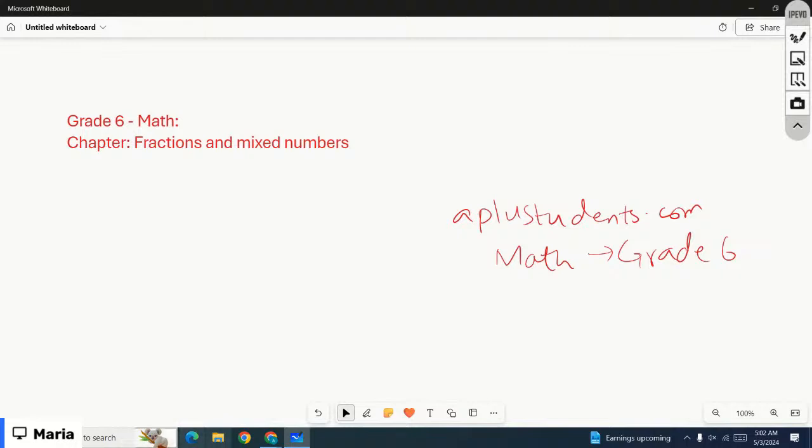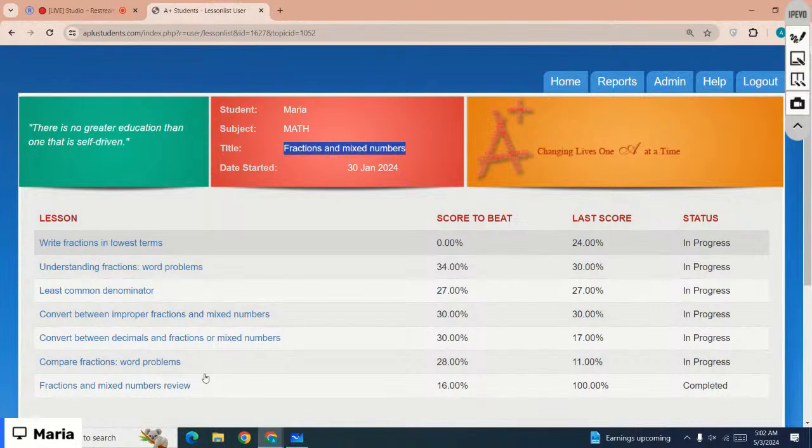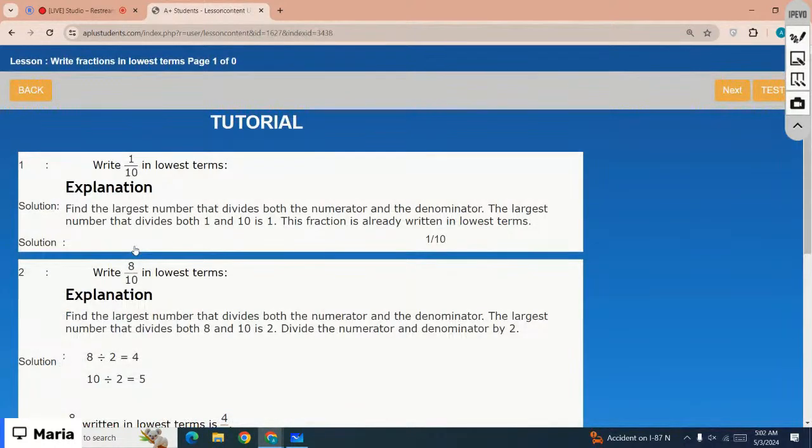Okay, let's just start with the lesson. Here I'm on grade 6 math. The chapter we're going to start with is fractions and mixed numbers. Let's start with the first lesson, that is write fractions in lowest terms.